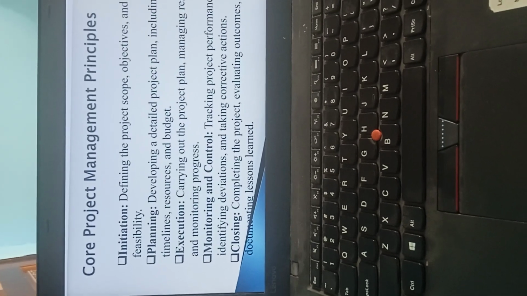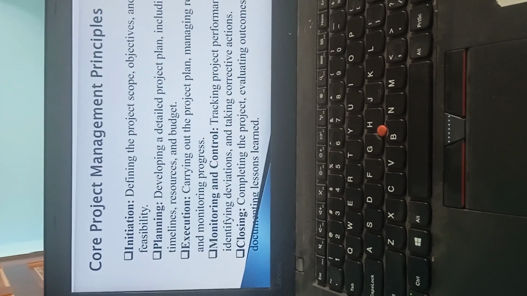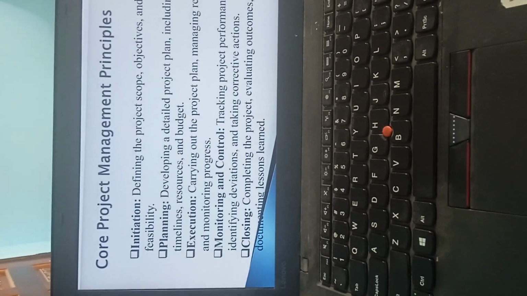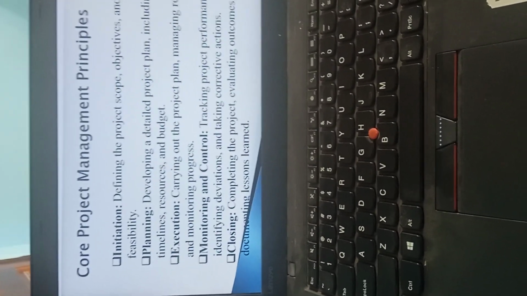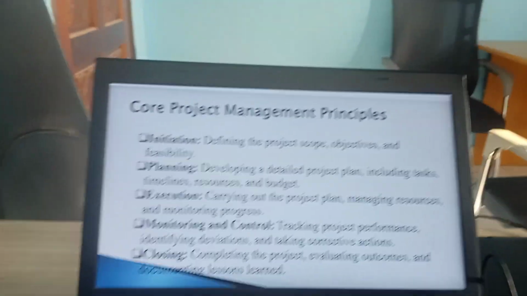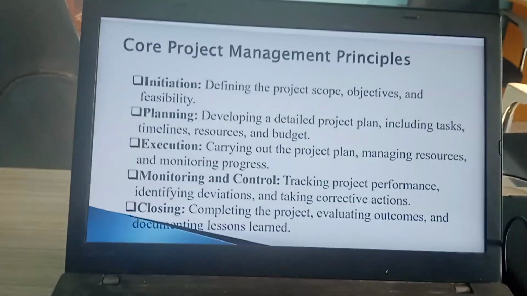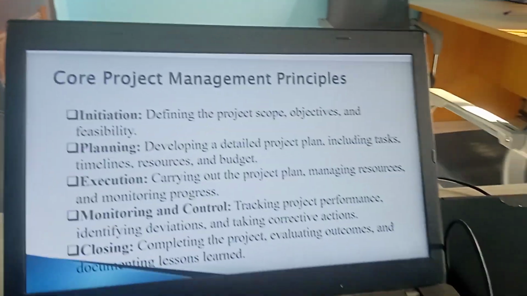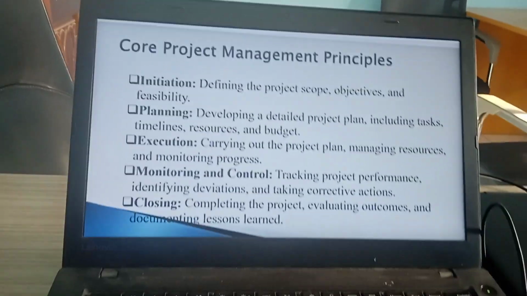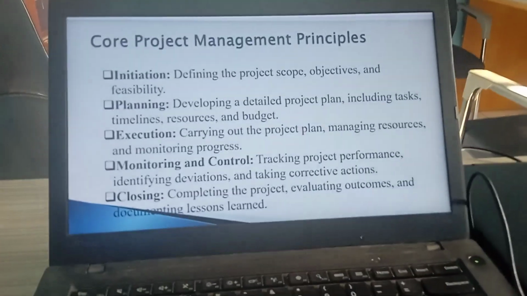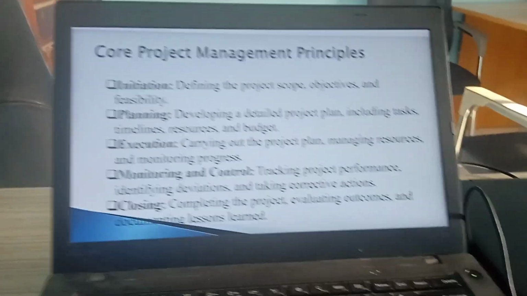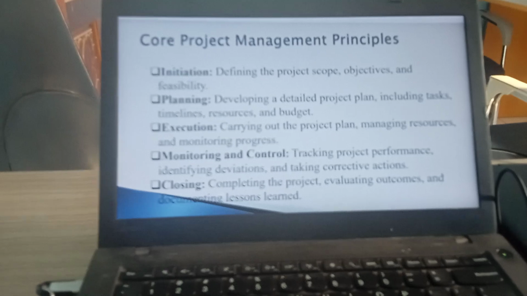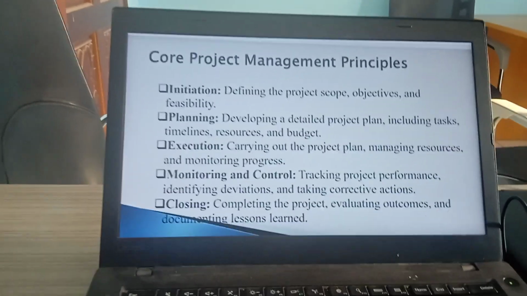Yes, when you go to another slide, it is giving us the core project management principles. What is a principle? A principle is something that we're supposed to follow in the project. Number one is initiation: defining the project scope, objectives, and feasibility. There is no way you're going to come out with a project and the project does not have what we call a scope. A scope is the area of concentration. Let's say implementing a school management system. School management system is a scope, the area that you've decided to come out with.